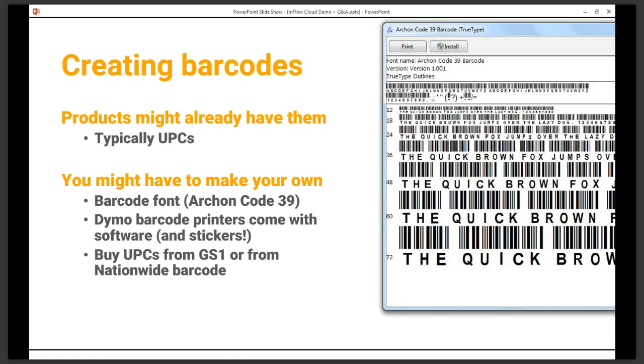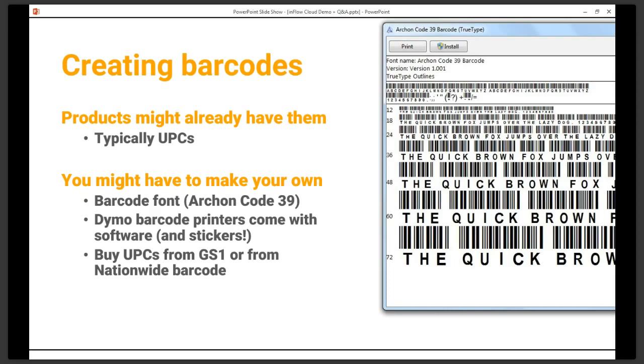If you don't have your own barcodes already on products, you may have to make your own. You can do that with a barcode font. So if you make your own labels through something like Word, you just change the barcode number to be a barcoding font. And we have one that we've made that's called Archon Code 39. And I can send everybody a link afterwards with where to download that font.